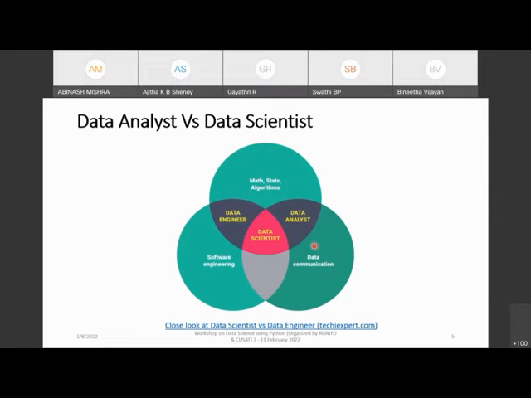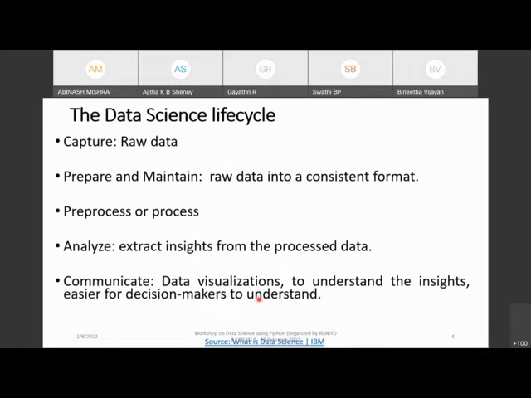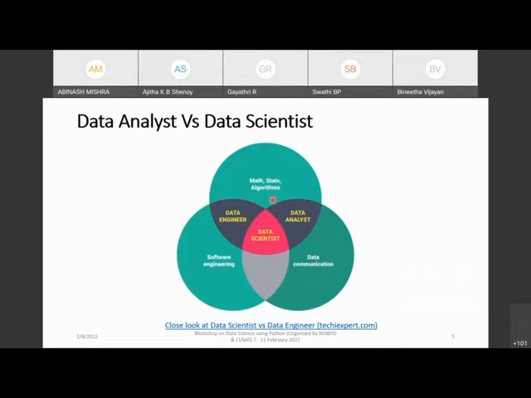Now, data communication means whatever communication I have explained to you just now, that is data visualization. So if you are good in math, stat, algorithm, and data communication, then you can become a data analyst, but not a data scientist. If you are good in math, stats, and algorithm, and you are good in computer science, in the sense of data mining, machine learning, then deep learning, then programming skills like Python, R, and all, then you can become a data engineer, but not a data scientist.